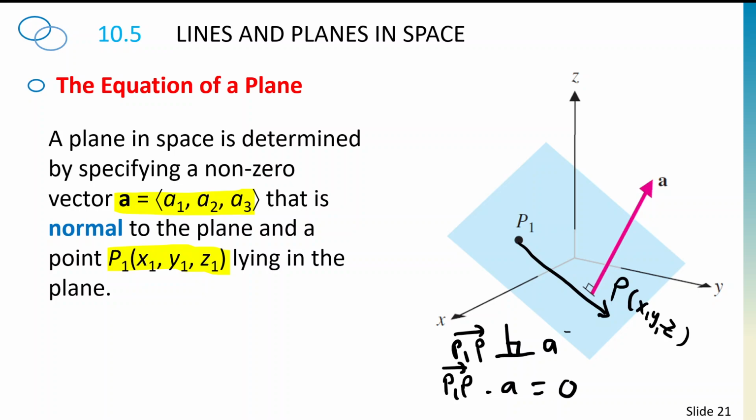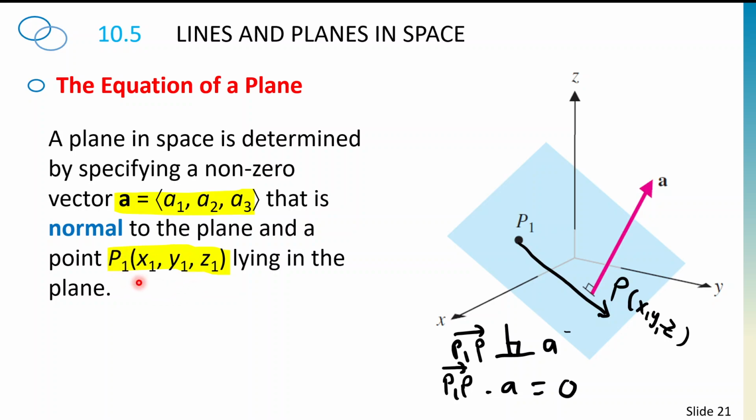This time I need the equation of a plane, not only a line. So for the equation of a plane, we need always to start with the minimum requirement. You see, they follow the same pattern. What's the minimum required? A plane in space is determined by specifying a non-zero vector, which is this one. This is the plane, the blue one. A non-zero vector A, which is A1, A2, A3, that is normal to the plane, and a point lying in the plane.